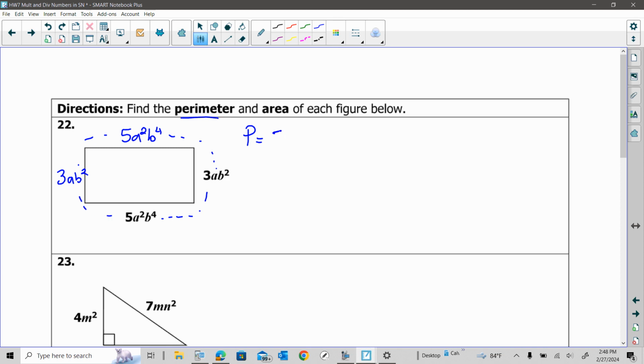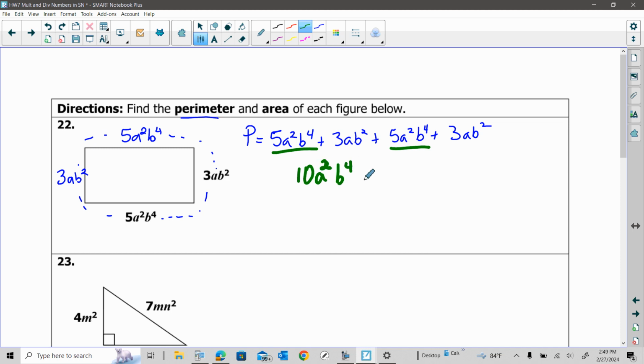So if I go 5a squared b to the 4th plus 3ab squared plus 5a squared b to the 4th plus 3ab squared. And we just have to remember to combine our like terms. Okay, so this is 10a to the 2nd power b to the 4th, and then I'm combining my b squared terms, so that's 6ab squared.